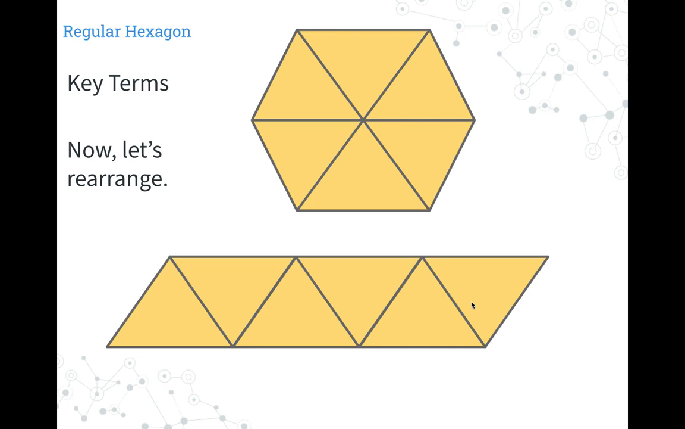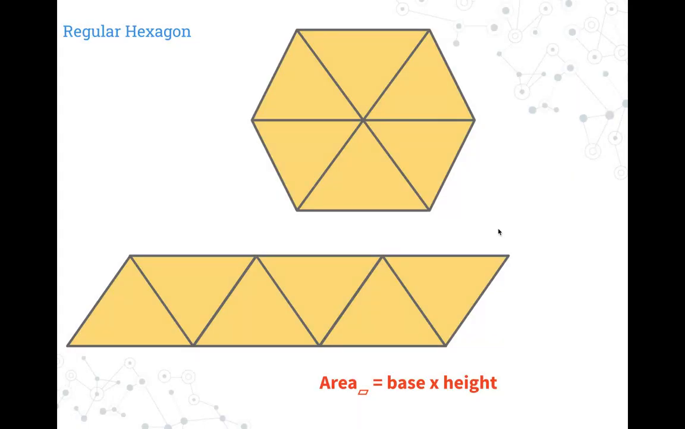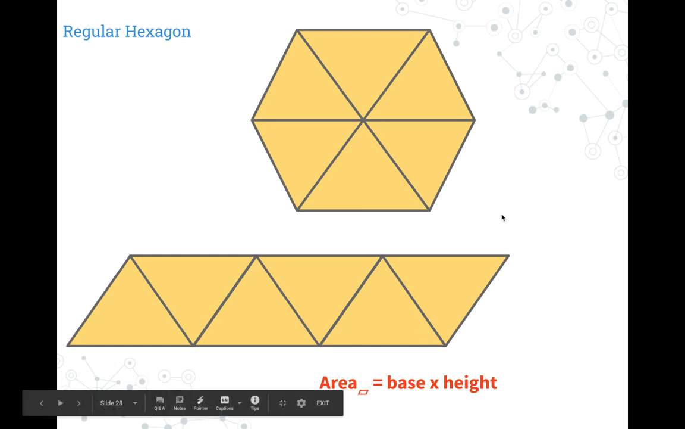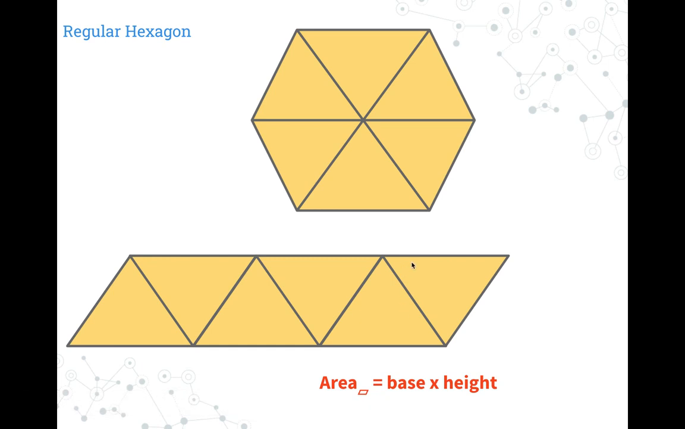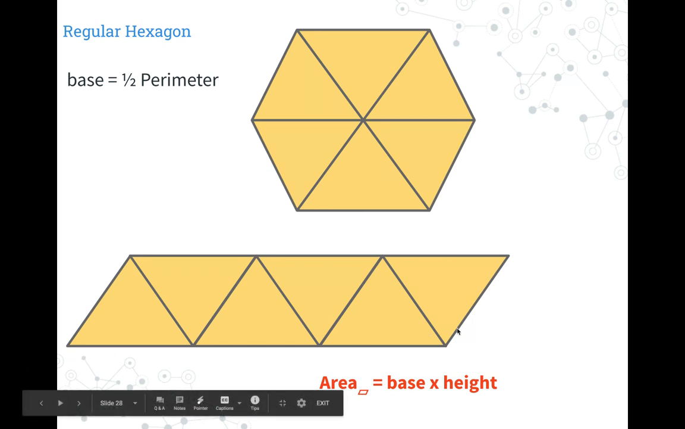And when you rearrange them, they're going to fit inside of each other perfectly like this. And what shape do we have here? We have the parallelogram. And the parallelogram has an area of just base times height. So how long is this base and how tall is the height? The base is just going to be half the perimeter. Because if you look at the perimeter, it has 6 of these sides. Well, this just has 3 sides and this has 3 sides. So it is half of the perimeter.